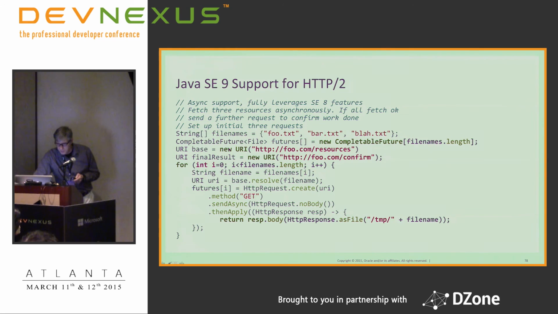And it makes use of CompletableFuture. So we have an array of futures here, and we have the same base URI, and another URI that we're just calling final result. So what this example does is it sends a few requests to this one, and then it sends another one to this one. For each of the three file names, foo, bar, and blah, we are creating a new URI by resolving against the base URI, and then we're issuing a GET request.